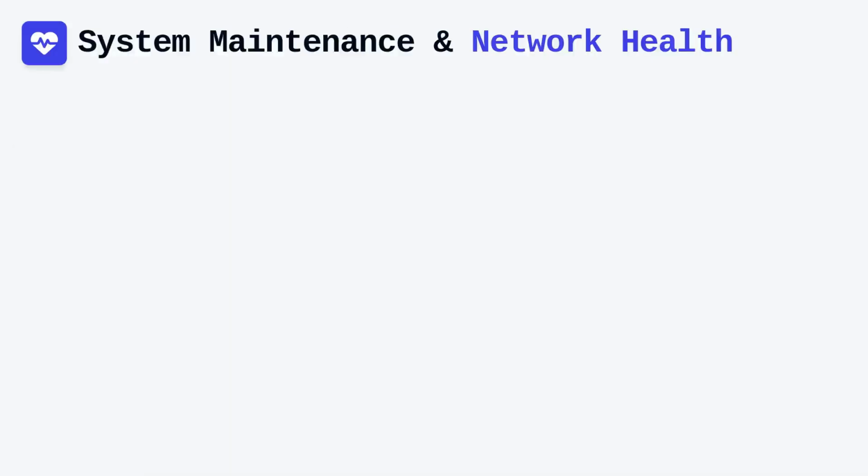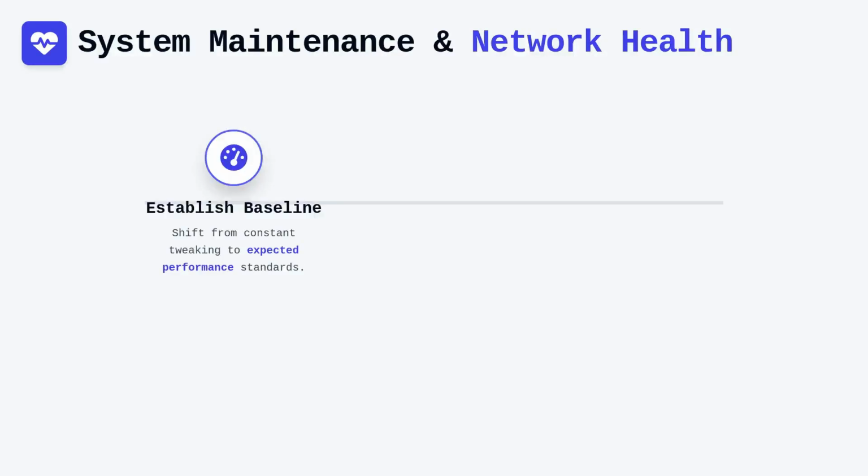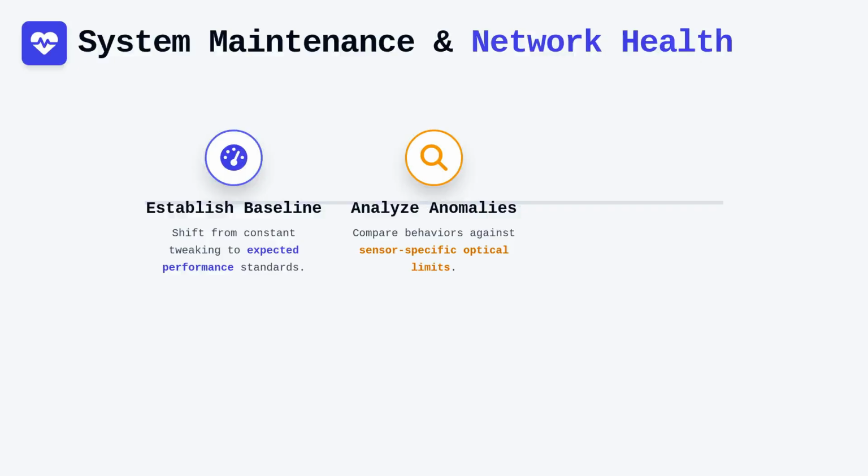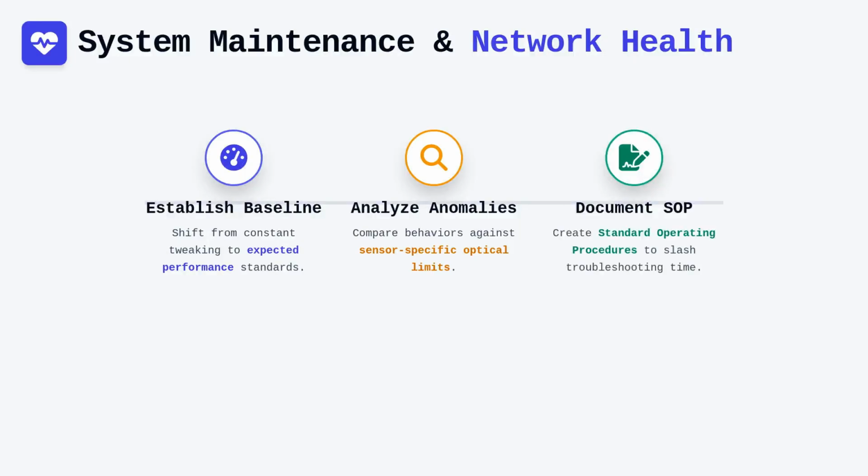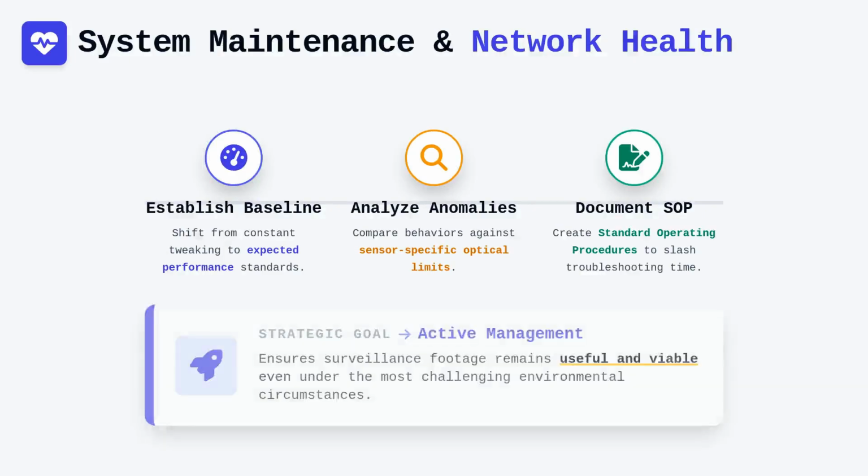Maintaining these systems is less about constant tweaking and more about establishing a baseline for expected performance. When an anomaly arises, compare the current behavior against the known optical limitations of the specific sensor type you have deployed. By documenting these anomalies and your mitigation steps, you create a standard operating procedure that helps reduce troubleshooting time during future service visits. Mastering these diagnostics allows you to move from passive operation to an active state of network health management. This approach ultimately ensures that the surveillance footage remains useful for its intended purpose, even under challenging environmental circumstances.